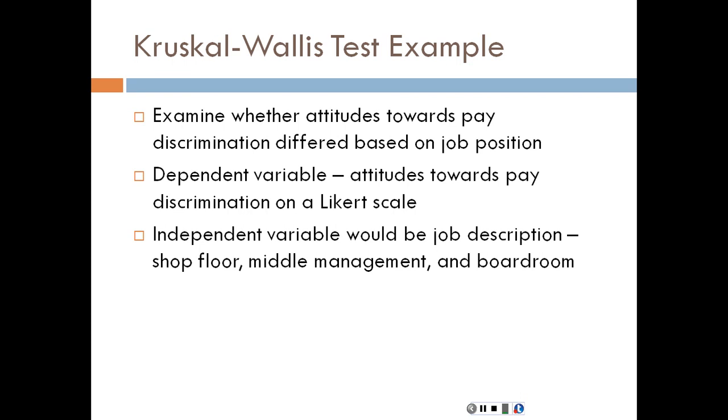Once we have all of our data on our survey, once all of our participants have completed this survey, we would then divide our survey up into 3 groups based on their job description. We would group all of the shop floor together, all of the middle management participants together, and the boardroom participants together. We would look at the means in each of the groups, and we would compare those means to see if there are any differences in the attitudes among these three groups.